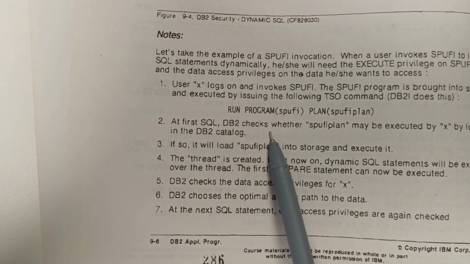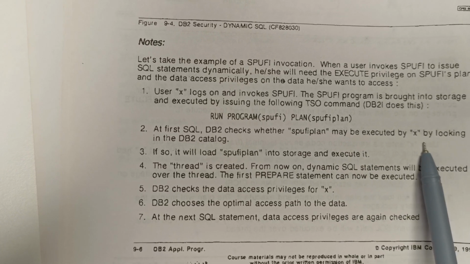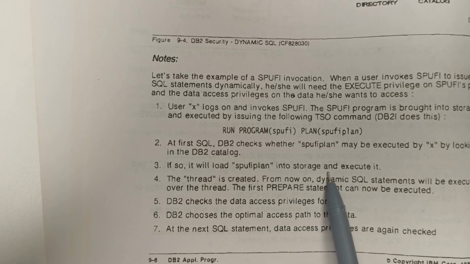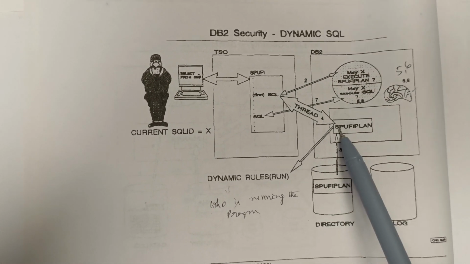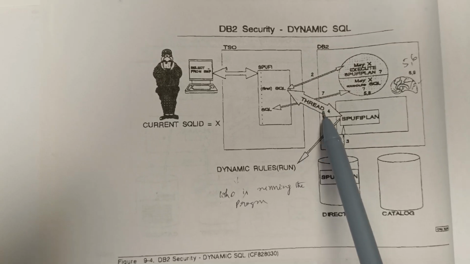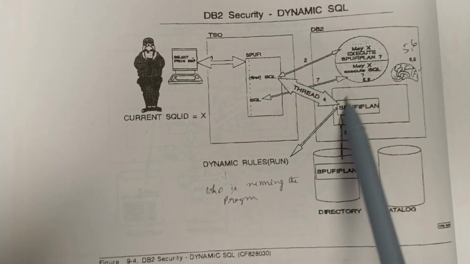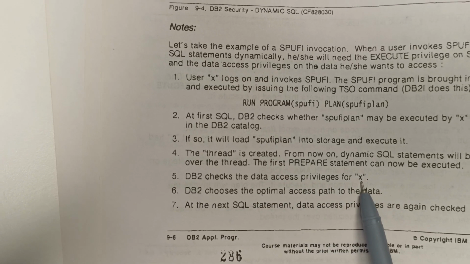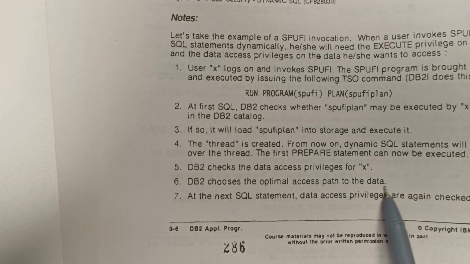At the first SQL, DB2 checks whether the SPUFI plan may be executed by X user, looking into the DB2 catalog. If so, it will load the SPUFI plan into storage and execute it. The plan is stored in the table, and the thread is connected from SPUFI to DB2. DB2 checks the data access privileges for the user. DB2 also chooses the optimal access path to the data.